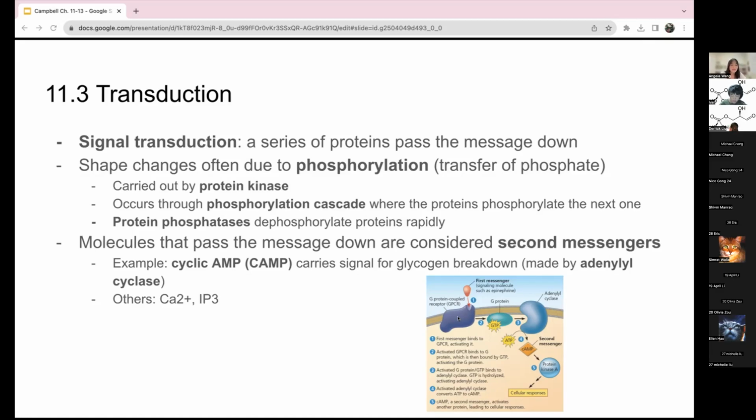Specifically, cyclic AMP here is made by adenylyl cyclase after a G protein coupled receptor. This is important since it carries signals for glycolysis within the cell. Similarly, calcium ion influxes in neurons activate the release of neurotransmitters to the postsynaptic neurons in vesicles. Another one that is pretty common is called IP3.